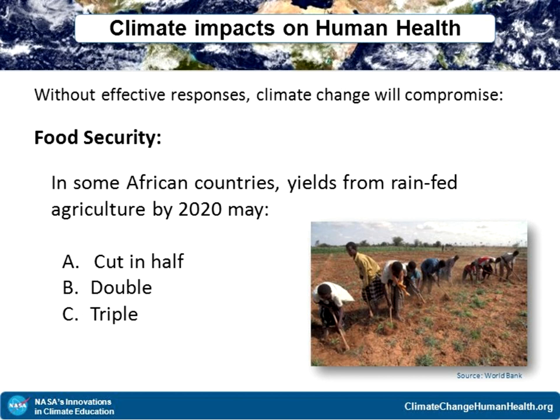The change in climate is likely to have an impact on food security, going all the way from agricultural yields all the way up the food supply, and even affecting the livelihoods of those individuals who rely on agriculture as a source of income. Here's another question to pose to all of you. Looking at some African countries, yields from rain-fed agriculture by 2020 may A, B, or C.